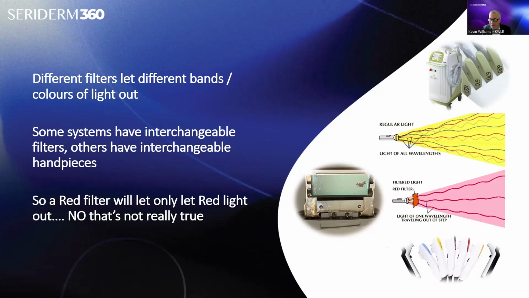Okay. Fixed filters means that the filter can't get damaged because it's in the handpiece. But the disadvantage is when you want to change the wavelength, you have to change the whole handpiece. Whereas if you've got interchangeable ones, you can change them easily by just changing the filter. Both have advantages and disadvantages. I've used both systems and they both work really well.